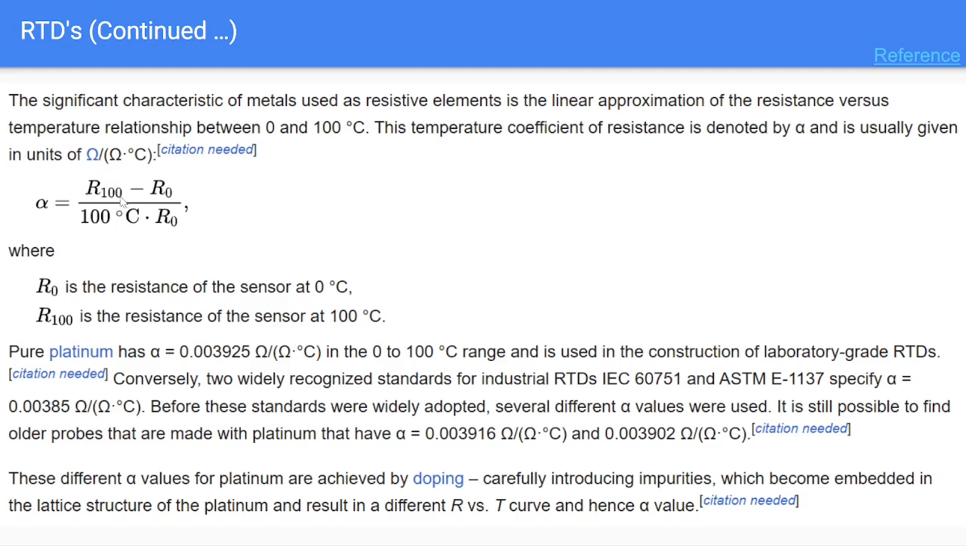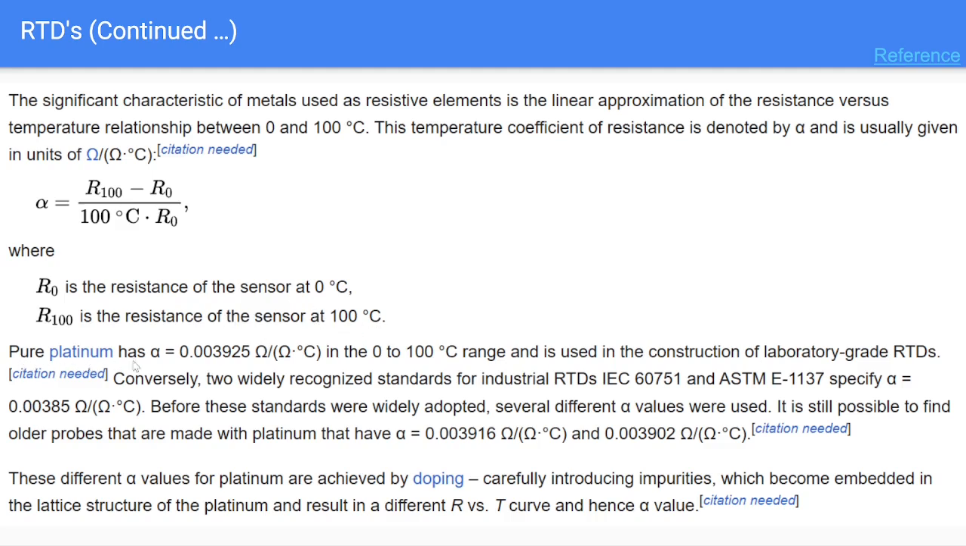Alpha is the resistance at 100 degrees Celsius minus the resistance at 0 degrees Celsius, divided by 100 degrees Celsius times R0; this is basically normalization to 100 degrees Celsius. That's why the units of alpha are ohm per ohm degree Celsius, because on top there is only resistance, which we represent in ohms, and below we have temperature in degrees Celsius and R in ohms. As you can see here, R0 is the resistance of the sensor at 0 degrees Celsius, and R100 is the resistance of the sensor at 100 degrees Celsius.